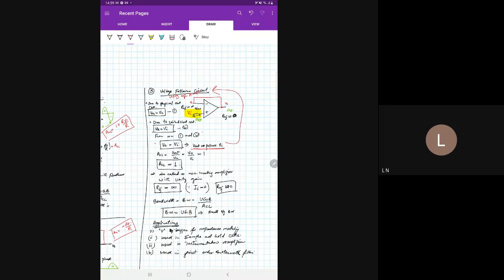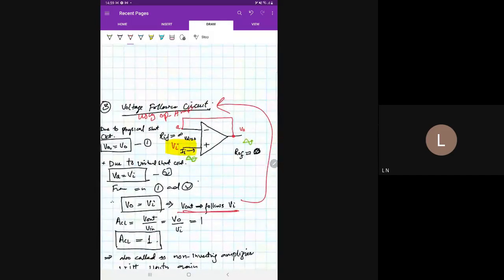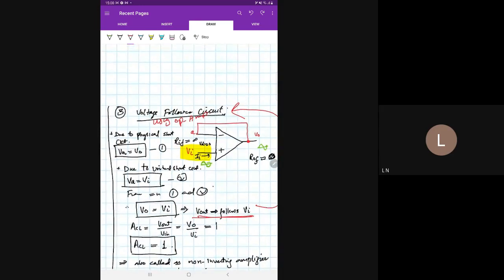Now see the circuit of a voltage follower. There is a feedback, negative feedback of course, because it is an example of negative feedback, but there is no feedback resistance present. It is a short between V output and the inverting input, and the input signal is given to the non-inverting terminal. So this is the circuit.